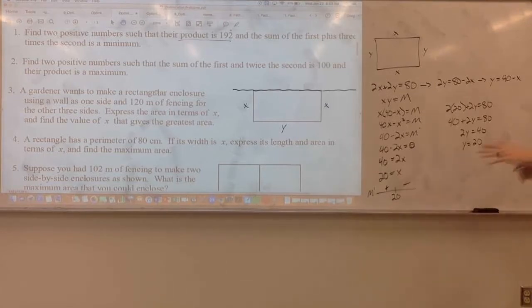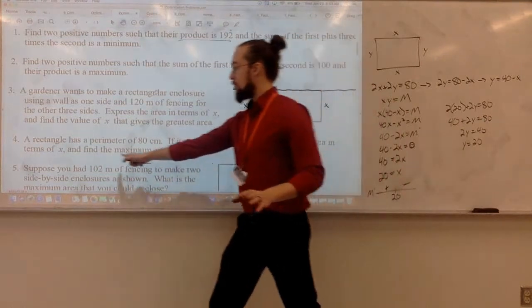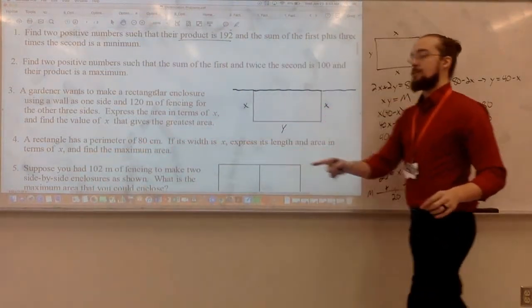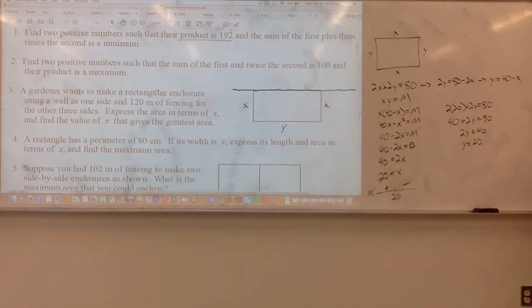Right? Now, we haven't quite answered the question yet. It says, and find the maximum area. So we just need to take our dimensions and multiply them together to get that the max area is 400. And we are given units, so 400 square centimeters.